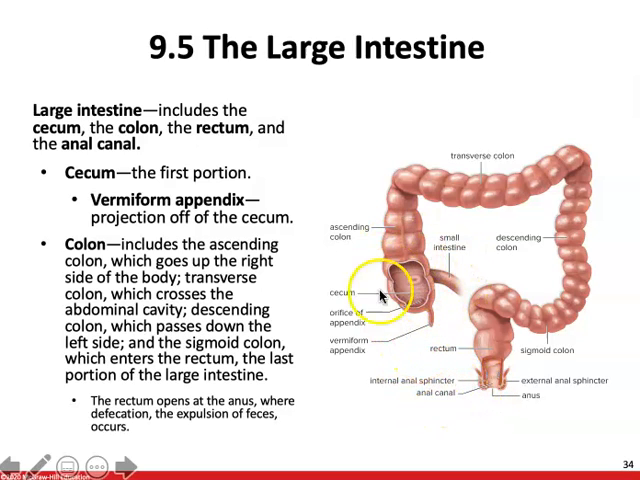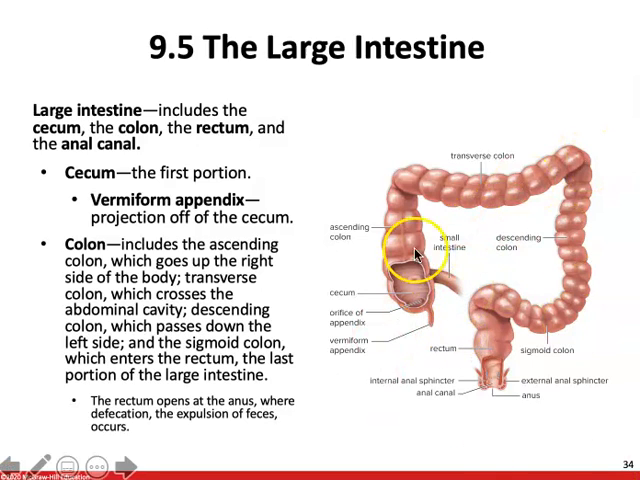The cecum is going to be the very first portion of the large intestine. The vermiform appendix is a projection off of the cecum. It's going to be responsible for fighting infections. However, there is the potential for the homeostatic imbalance called appendicitis. This is when you have an inflamed appendix, which can cause peritonitis, a life-threatening infection of the peritoneum.